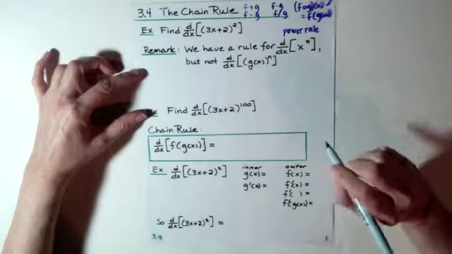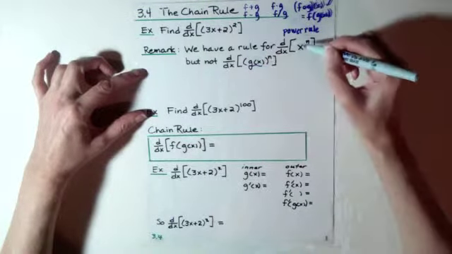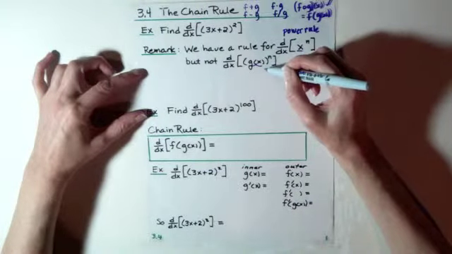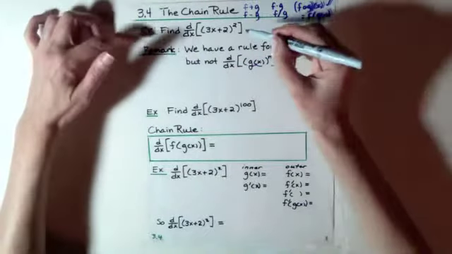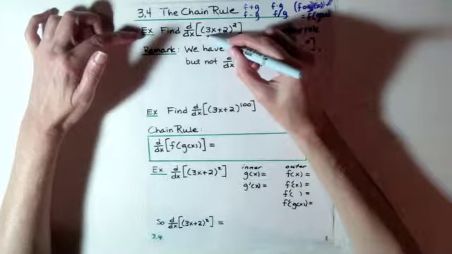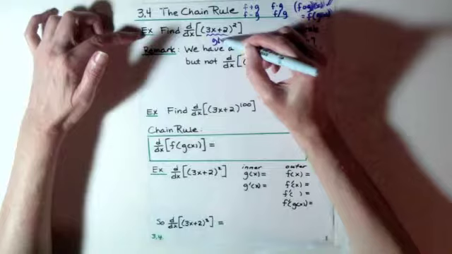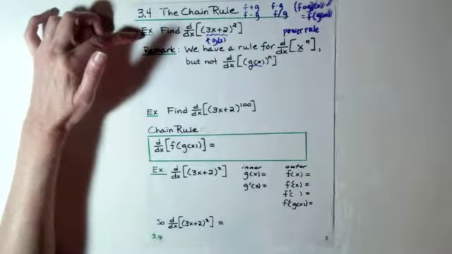But we don't have a rule when what's inside the parentheses is not just an x, but is a function of x, g of x, all raised to the n. So we don't have a rule for this. And that's the situation that I have here. It's not the derivative of x squared, it's the derivative of some function of x, which you could think of as g of x. It's a whole function of x squared.